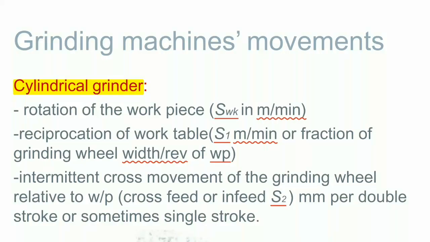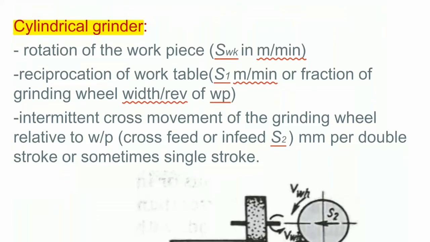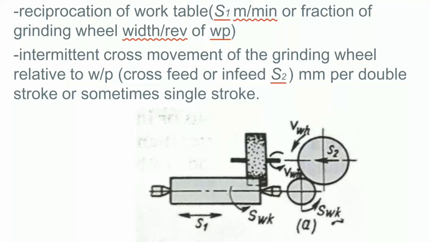Grinding machine's movements. Cylindrical grinder: rotation of the workpiece as WK in meter per minute, reciprocation of work table as S1 meter per minute or fraction of grinding wheel width per revolution of WP. Intermittent cross movement of the grinding wheel relative to WP, cross feed or infeed S2, millimeter per double stroke or sometimes single stroke. And this is the figure of this.